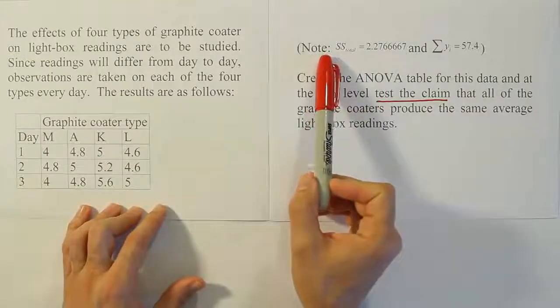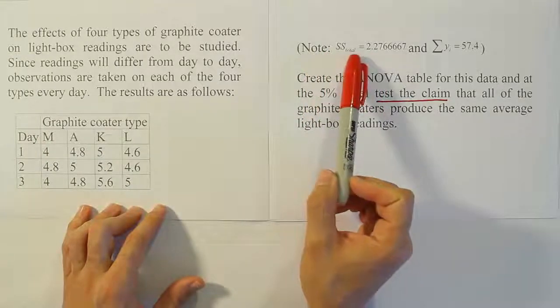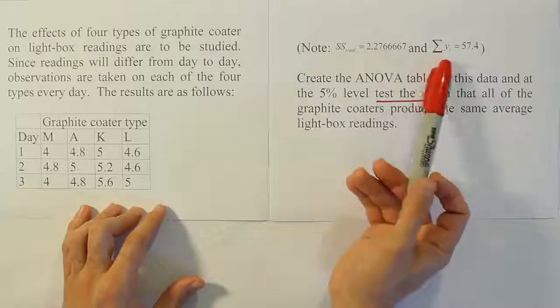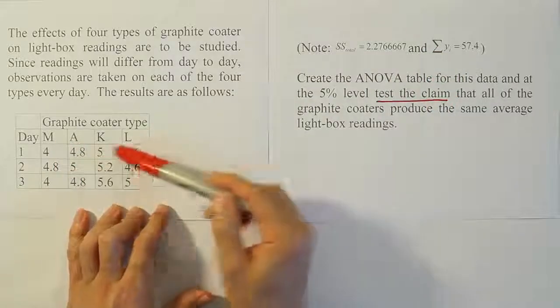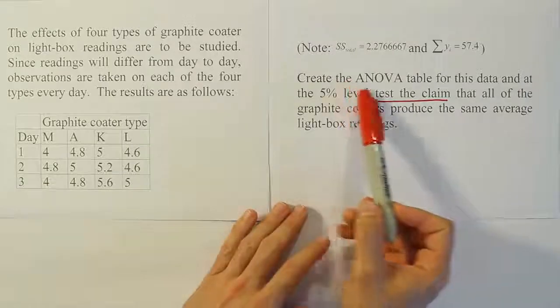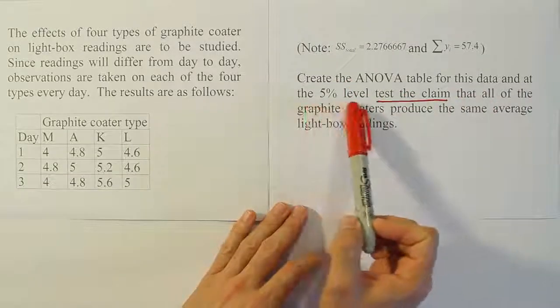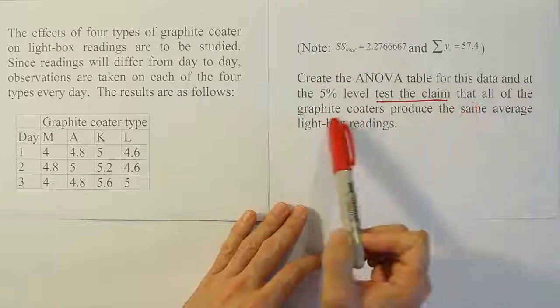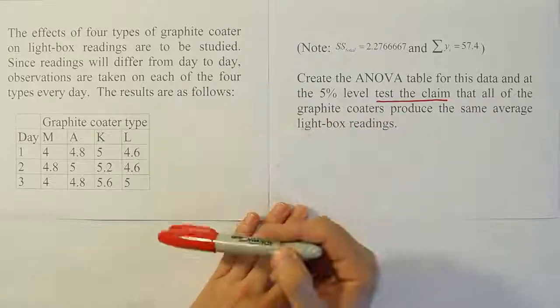They have here a summary set of data. They tell us the sum of squares for total, and they tell us the sum of all the observation values, where all these values total up to be when you add them. And then it tells us to create the ANOVA table for this data, and at the 5% significance level, test the claim that all the graphite coders produce the same average light box readings.